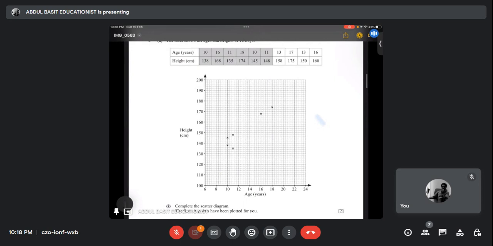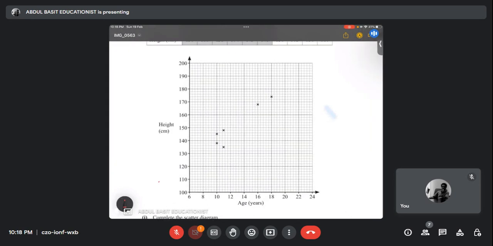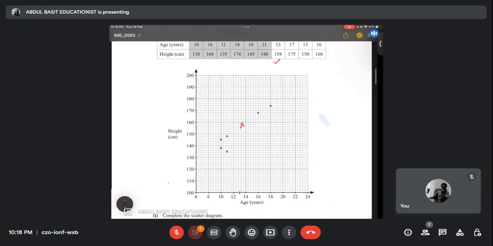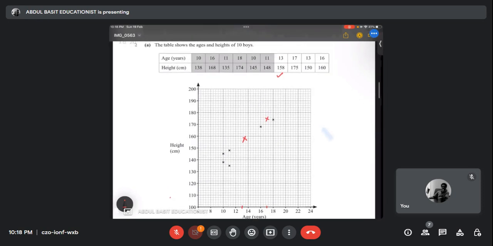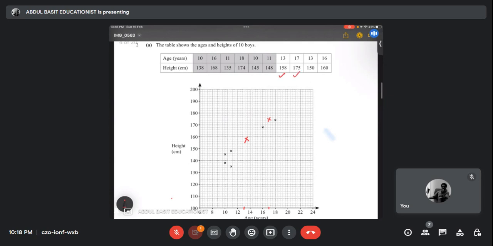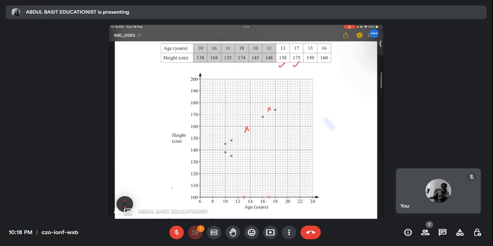Okay, thank you. So 13 is 158. So I'm going to use red. 13 is right in the center, right? So 158 would be somewhere here. So just cross it. 17 is 175. So 17 is right between 16 and 18, so 175 is right in between the 180 and 170. Then 13 is 151 once again, so 150 is like that. And then we have 16, 160. So 16 is 160, and 160 is right there.